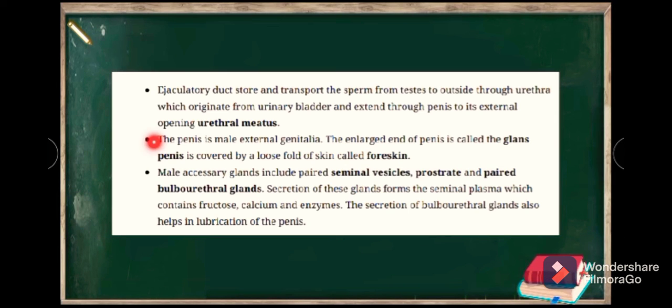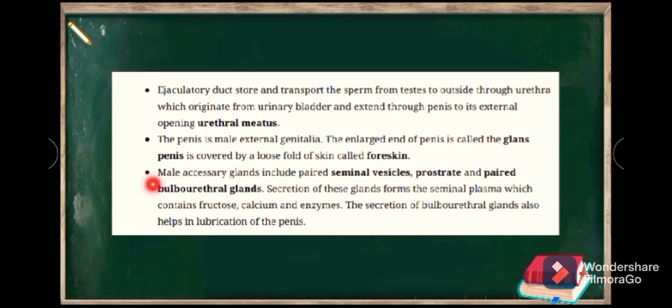The penis is the male external genitalia. External genitalia, it is the outermost part which is going to eject the sperms. The enlarged end of the penis is called the glans penis, and it is covered by a loose fold of skin that is called foreskin, that we have talked about just now.